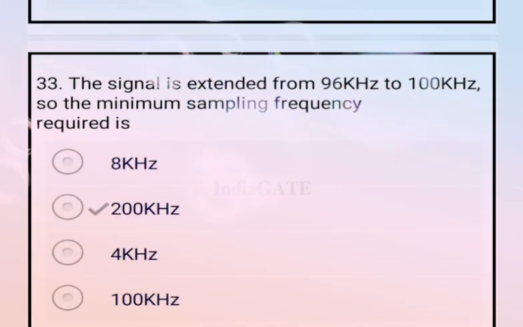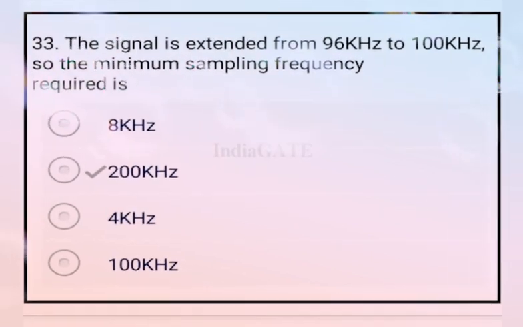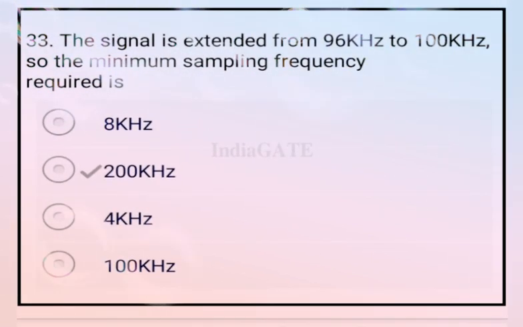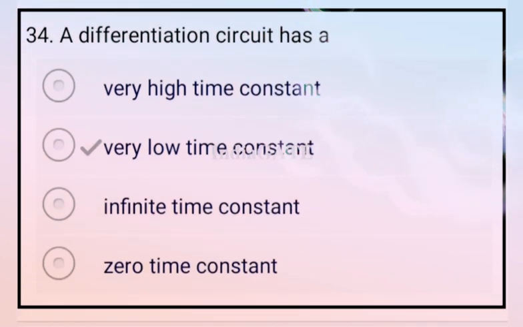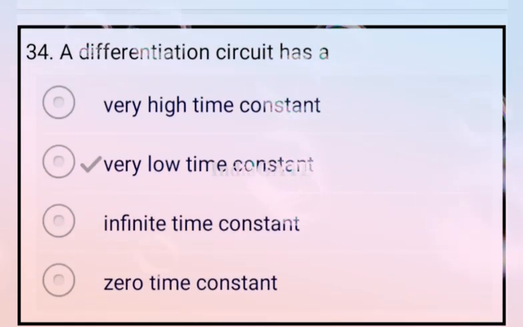Next question, the signal is extended from 96 kilohertz to 100 kilohertz. So the minimum sampling frequency required is? So correct answer is option B, that is 200 kilohertz. Next question, a differentiation circuit has a? So correct answer is option B, very low time constant.